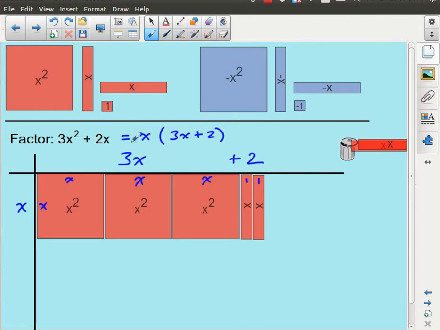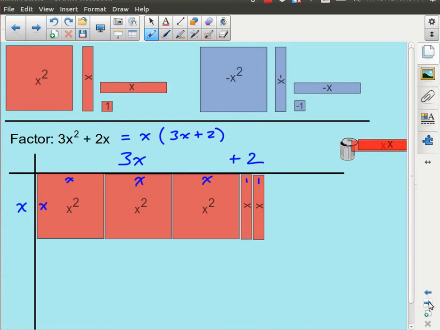If you need to, you can always reverse this using the distributive property or using FOIL, depending on the product that you make. So x multiplied into 3x gives me 3x squared. x multiplied into positive 2 gives me positive 2x. So that's a way you can check your work, make sure that it makes sense.